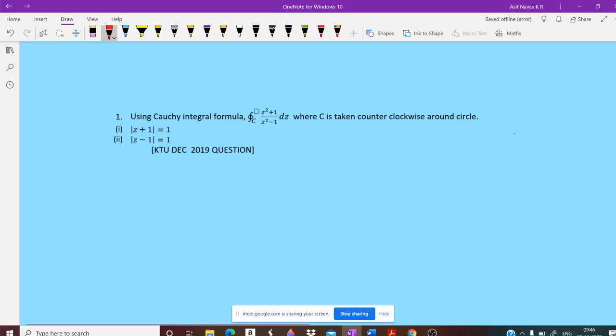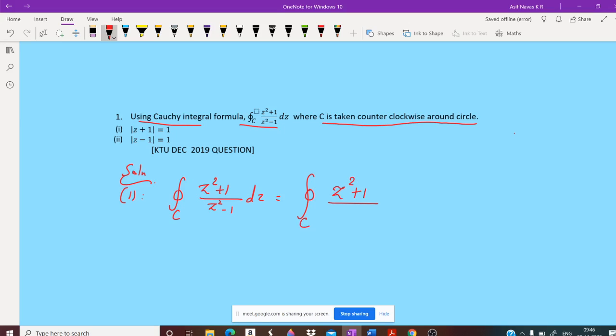The second problem: using Cauchy integral formula, evaluate the integral over C of z square plus 1 divided by z square minus 1, dz, where C is taken counterclockwise around the circle mod z plus 1 equal to 1, and second, mod z minus 1 equal to 1. So solution: I'm taking the first contour first. So we have to integrate the integral over C of z square plus 1 divided by z square minus 1, dz. This can be written as the integral over C, in which z square minus 1 is z plus 1 into z minus 1, dz.